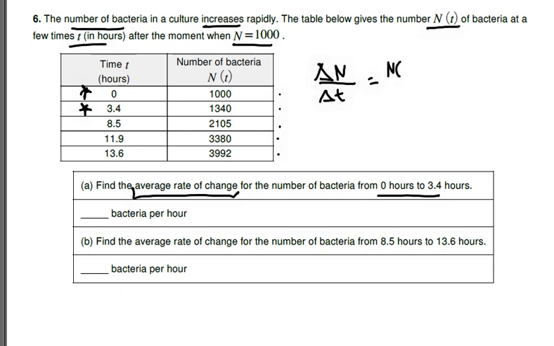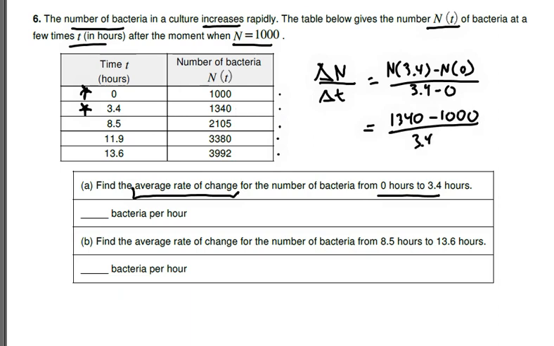So it's going to be delta n over delta t. So n of 3.4 minus n of 0 over 3.4 minus 0. So y2 minus y1, x2 minus x1. So that change will be 1340 minus 1000 divided by 3.4 minus 0. That gives us 100. If you look at the units here, which is great that we actually have a problem with units, the n value is measuring the number of bacteria. So we have bacteria in the numerator, and hours in the denominator, so it's going to be 100 bacteria per hour.